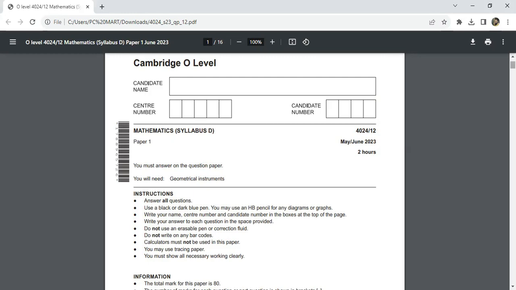of May-June 2023. So without any delay, let us just start this paper.